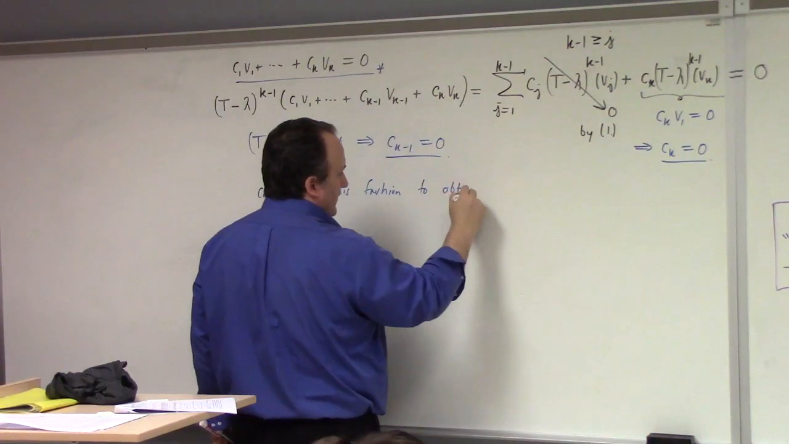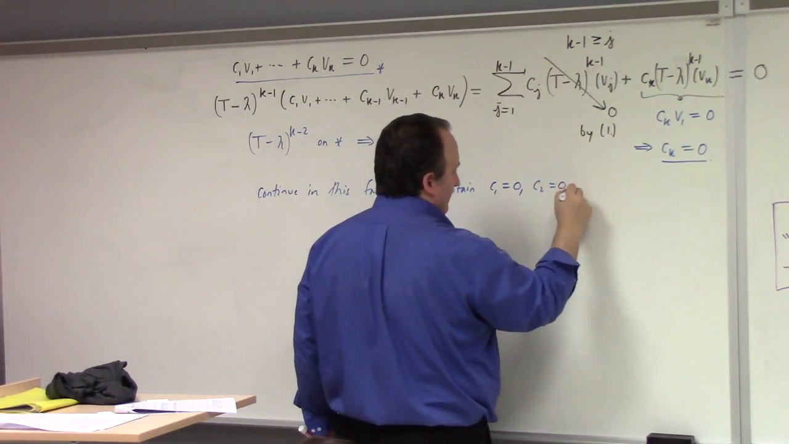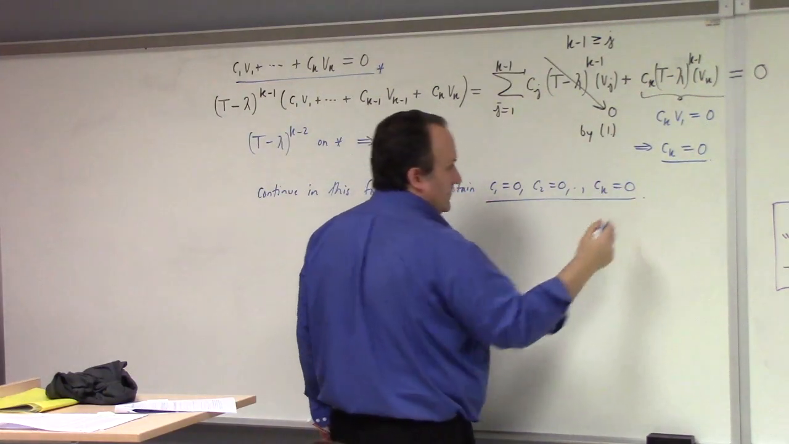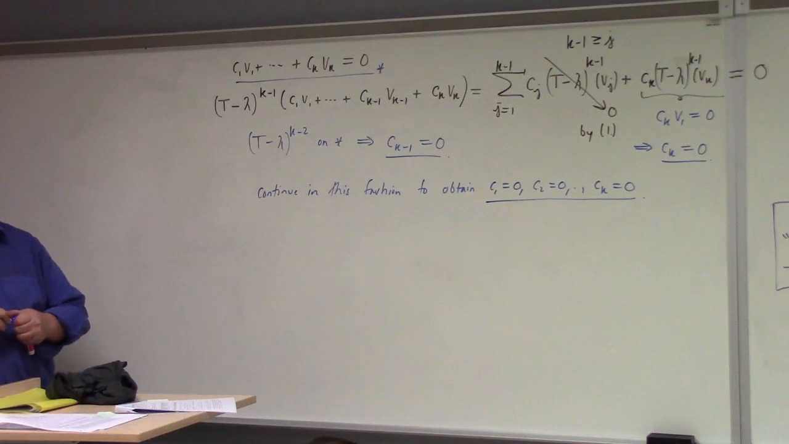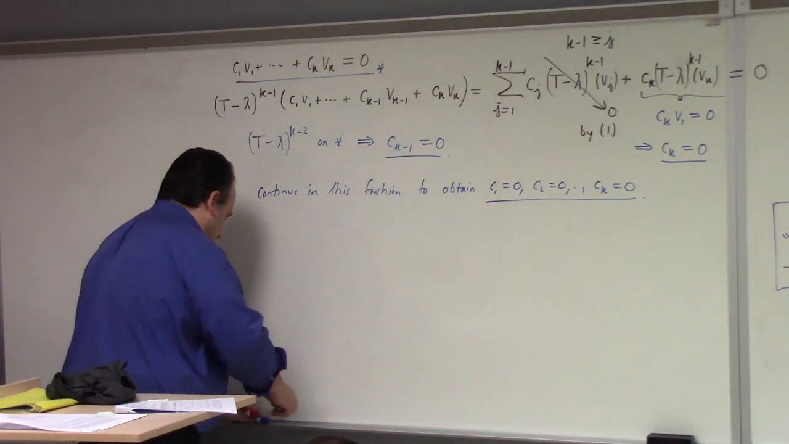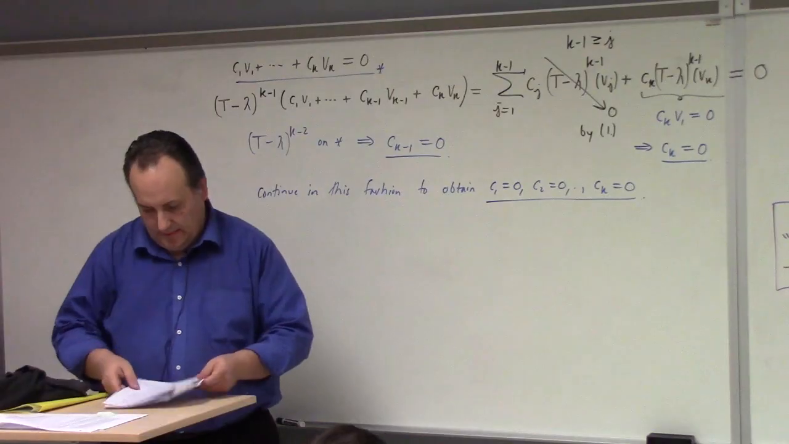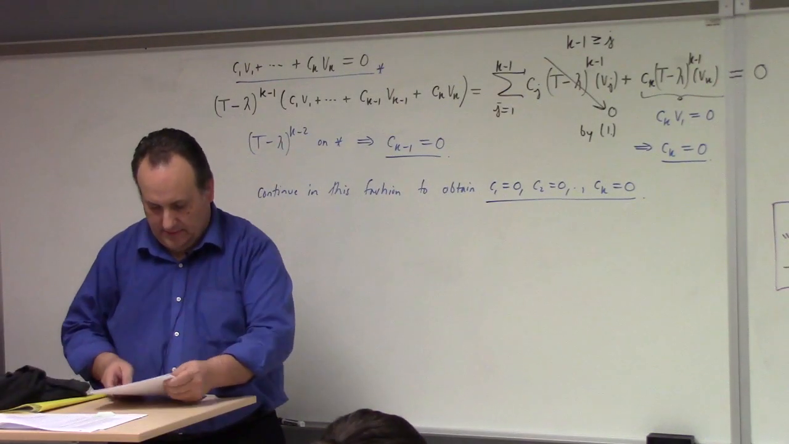We obtain c1 equals 0, which of course then shows us what? The k-chain is linearly independent. All right.